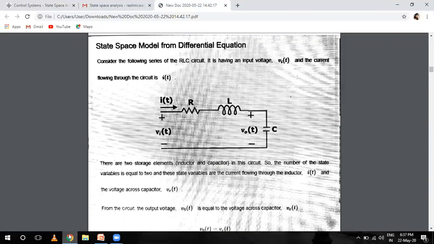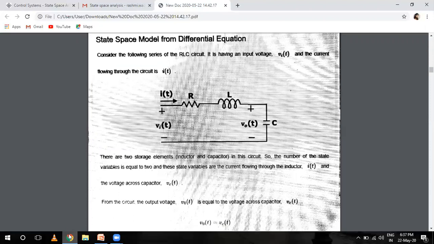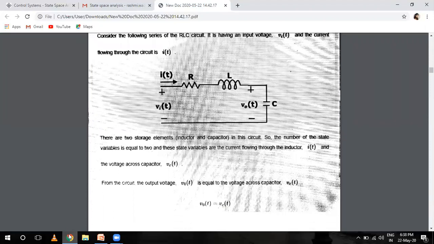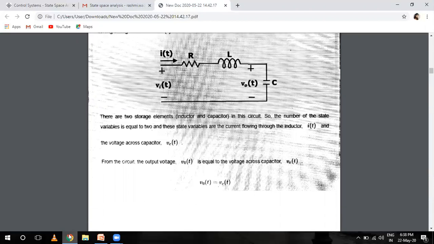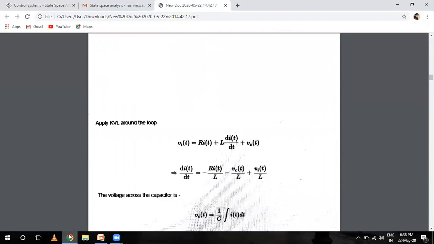The RLC circuit has two storage elements, an inductor and a capacitor. So the number of state variables is equal to 2, and these state variables are the current flowing through the inductor i(t) and the voltage across the capacitor vc(t). From the circuit, the output voltage vo(t) is equal to the voltage across the capacitor vc(t).